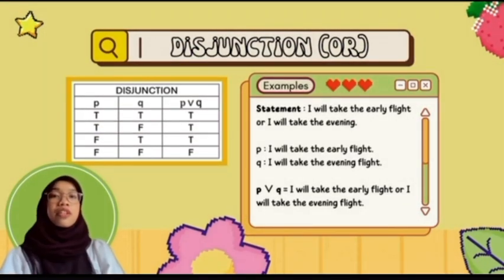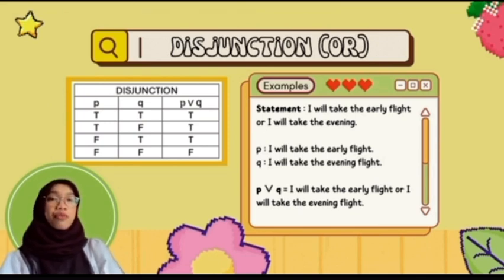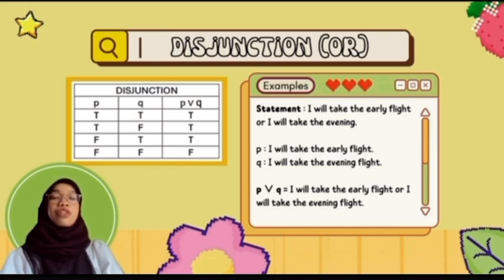For the truth table, when P is true and Q is true, the statement P or Q is true. Next, when P is true and Q is false, the statement P or Q is true. When P is false and Q is true, the statement P or Q is true. And lastly, when P is false and Q is false, the statement P or Q is false.